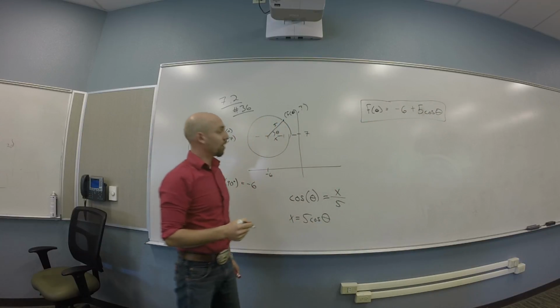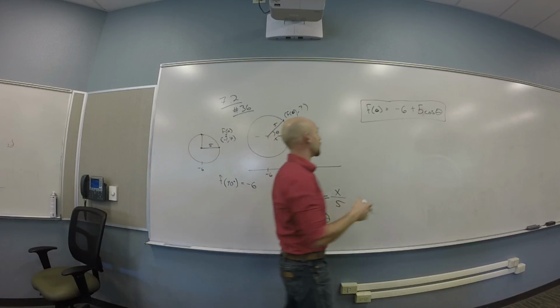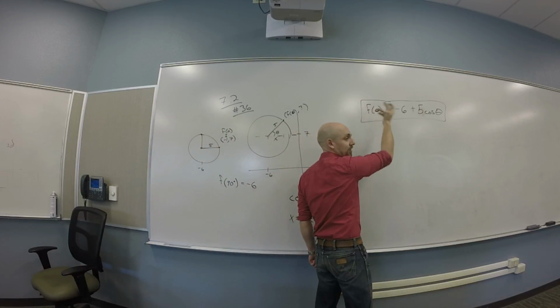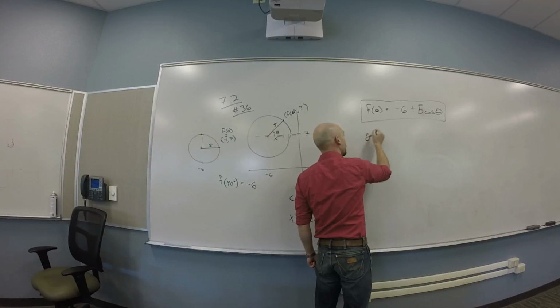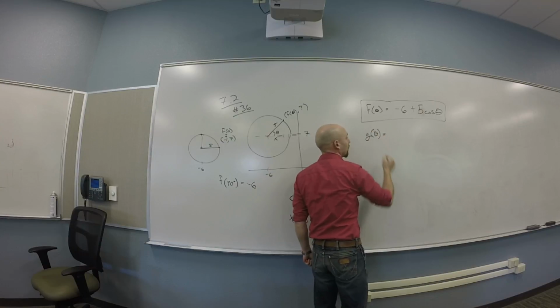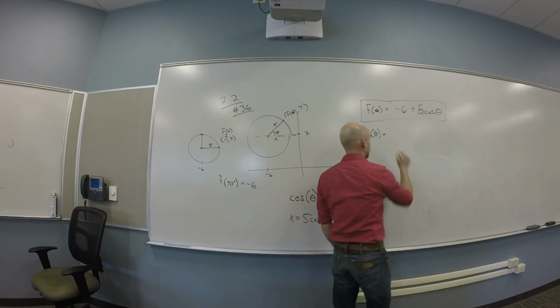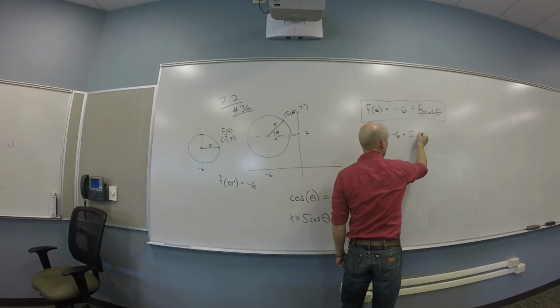So that's the x coordinate. Maybe really if I was doing a better job naming functions, I'd call this x of theta. What would y of theta be? It's negative 6 plus 5 sine. Yeah, negative 6 plus 5 sine of theta.